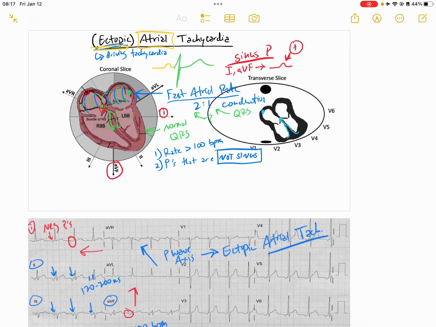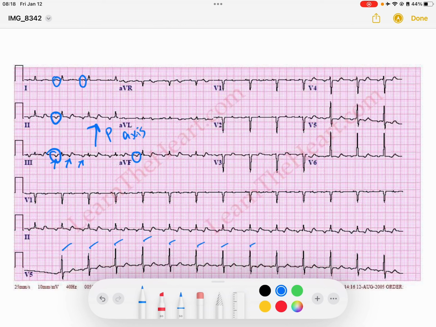But I notice that the atrial activity is downgoing in my inferior leads, and it is somewhat isoelectric in the lateral leads. So this is really telling me that my P wave axis is up. And that would not happen in a sinus beat. That would happen if it was ectopic atrial activity.